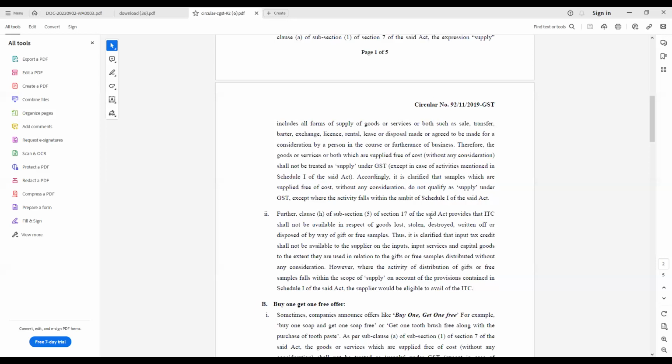No, then I will read it in a different context. If we read 17.5H, it says gift. So under Schedule 1, the government is happy to accept your tax output liability. But when it comes to 17.5, it says it is a gift, it is without consideration. So you have to reverse the credit.